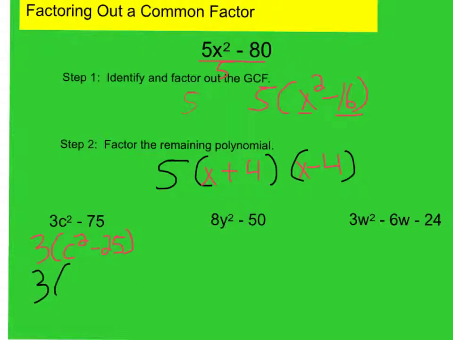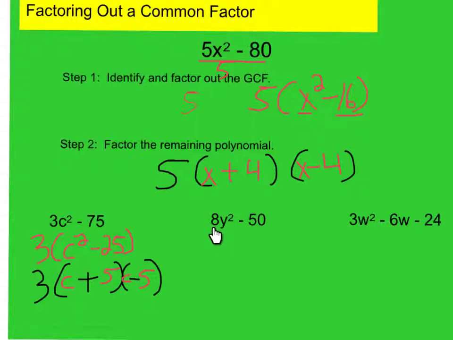We can go 3 and set up our 2 parentheses, and the square root of c squared is c, and the square root of 25 is 5. Next, I know that 1 has to be plus and 1 has to be minus, for the same reason I stated before, to make this product and to have the middle disappear.